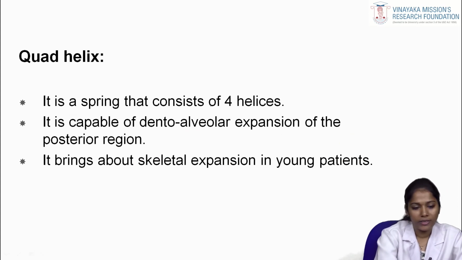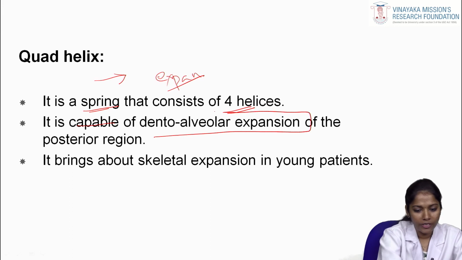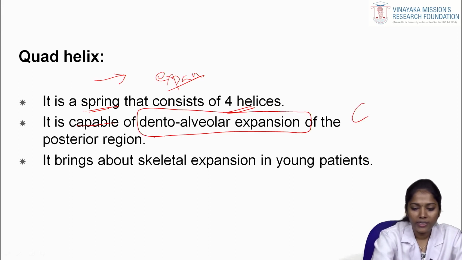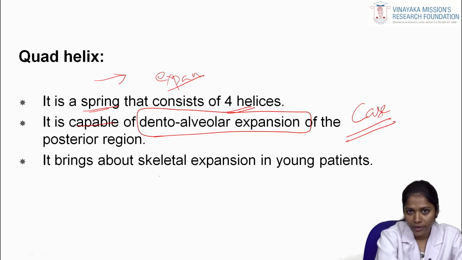The quad helix, again, we know that this is an expansion appliance. It has 4 helices, capable of dentoalveolar expansion only. So your case selection is very important here. Which case are you going to choose for this kind of expansion? Is there a problem only in the maxillary dentition, where the posterior needs to be expanded, or do you need skeletal expansion also?